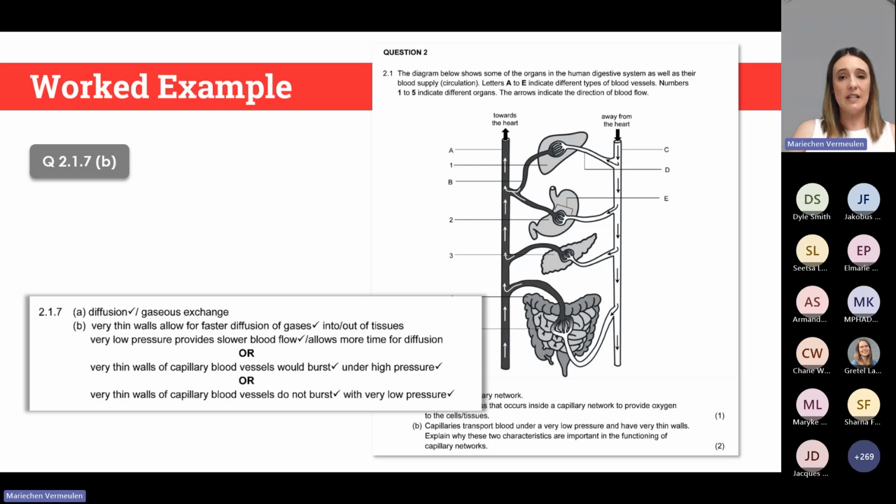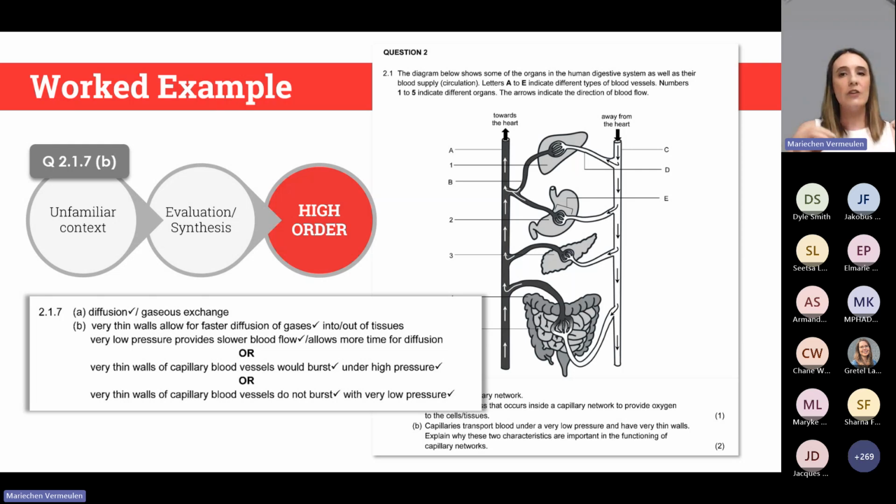So here learners are presented with knowledge that they were taught, right? The characteristics of the capillary blood vessels: thin walls, low pressure. But now they have to evaluate the importance, the relevance of those characteristics in light of the functioning of a capillary vessel. And as I'm looking at the memorandum now, you could technically have added a 3rd mark where they would have had to say something along the lines of, if it were to burst, it wouldn't be able to exchange gases, there would be internal bleeding, something like that. Or because it doesn't burst, it's able to allow blood flow to the tissues, and so on.